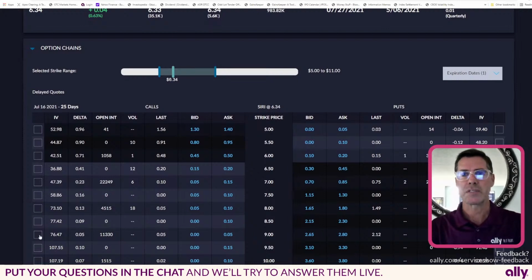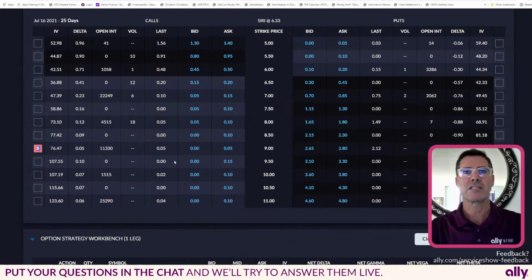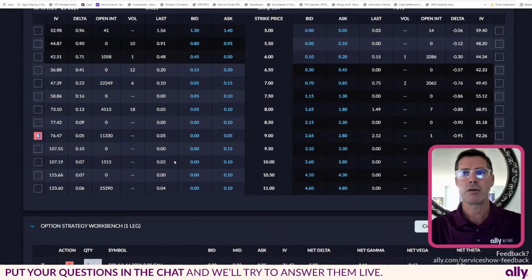What you'll do here is select on the left. If you click once, that's a purchase. But what we're doing is clicking twice, which means we're going to be selling a call. We're giving someone the right to buy our Siri from us at $9 when it expires in 25 days. So we've selected sell here. Now it's very simple. All we're doing is adding stock.